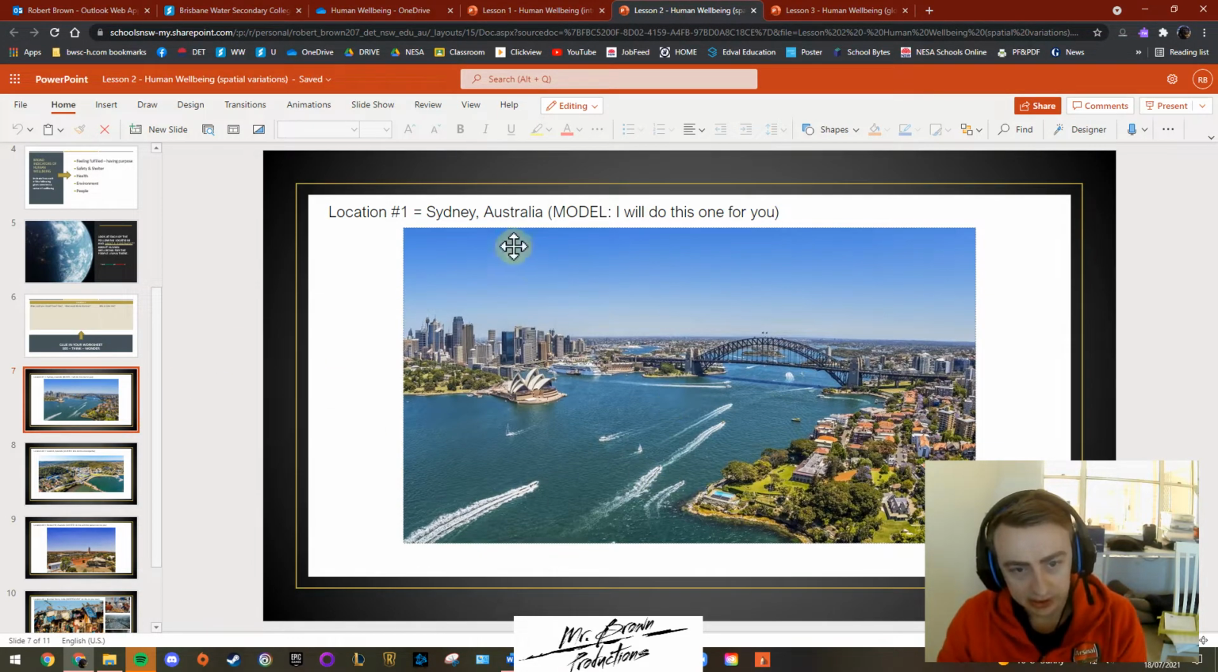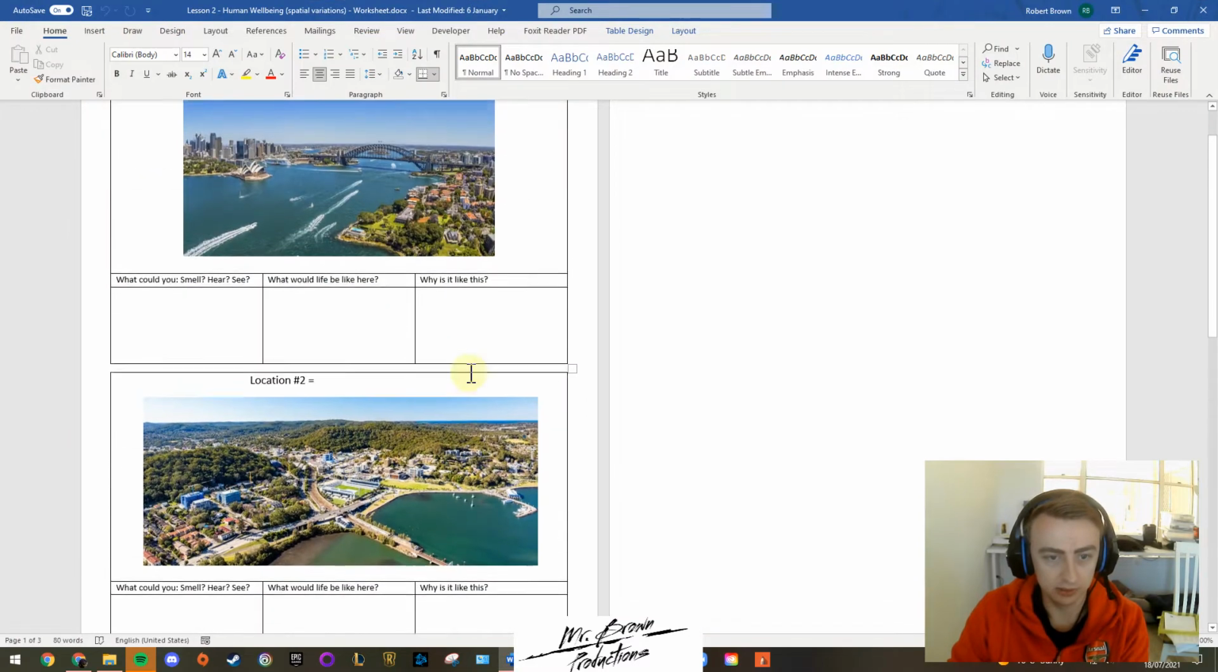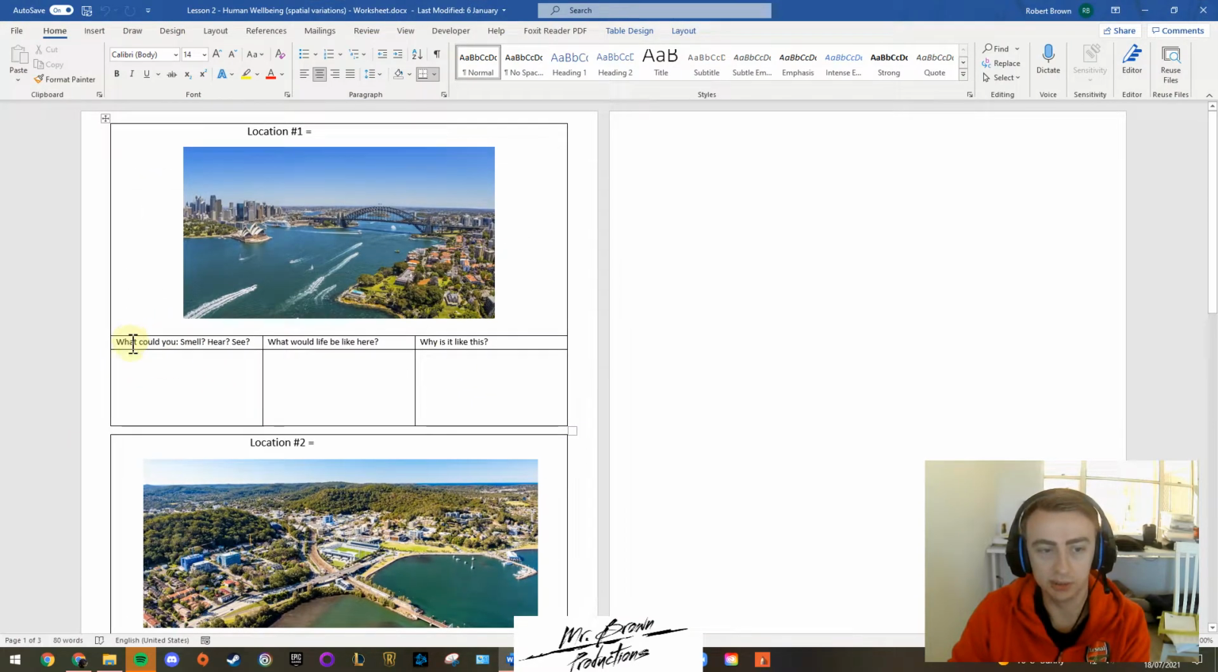So the first one, the location is Sydney, Australia. So you want to list that in your table. I'm going to do this one for you. So my first question, according to our table here, is what could I smell, hear or see in this location? Now, all of this is going to build up over time, and really analyse and show us a bit more about the human well-being aspect.